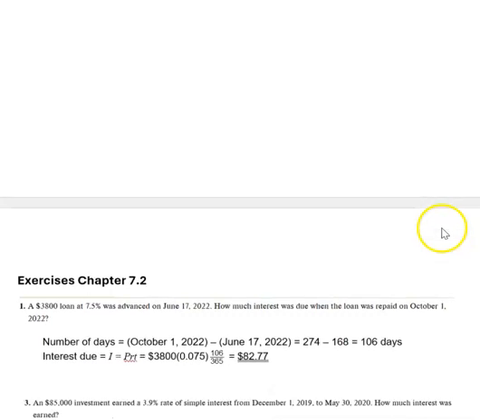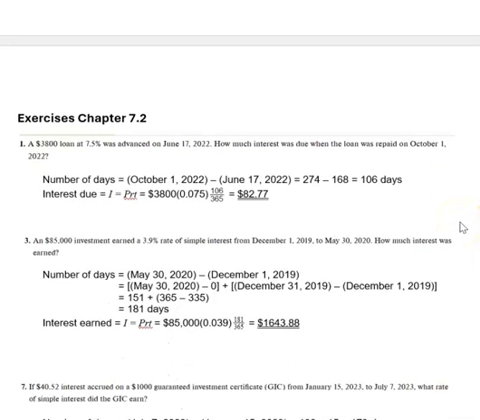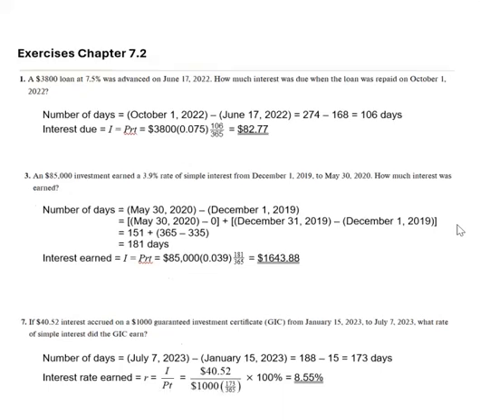Okay, let's move on to the exercises from chapter 7.2. Okay, so here in this part of the chapter, we were looking at figuring out the number of days, figuring out the term, and that could be based on dates. And we were looking at using the table 7.2 or your Texas Instruments and using the date function, which is you hit the second key and then down below, I can't remember what number it's under, but it says date.